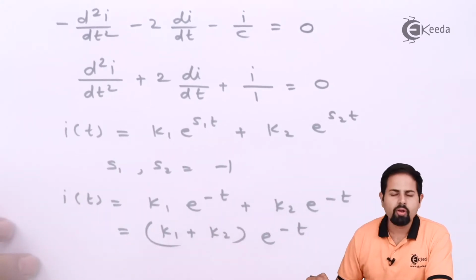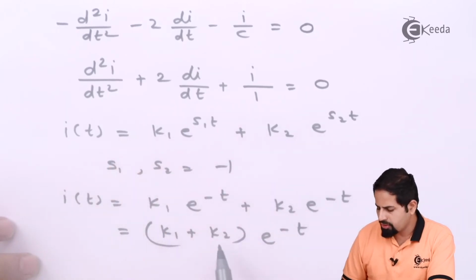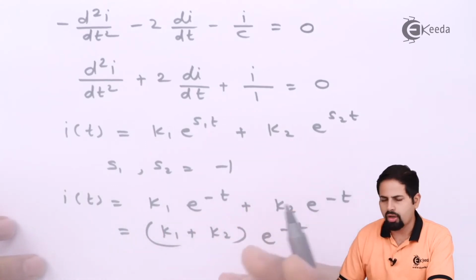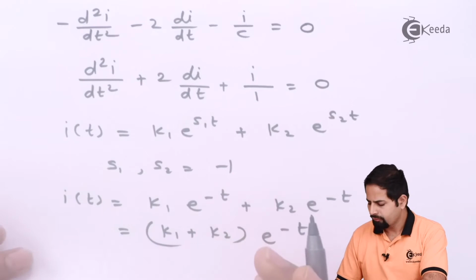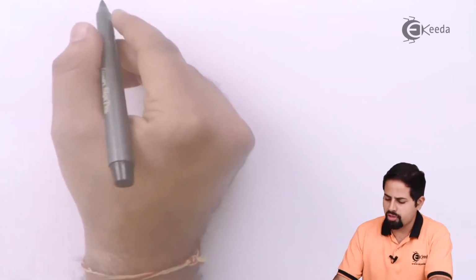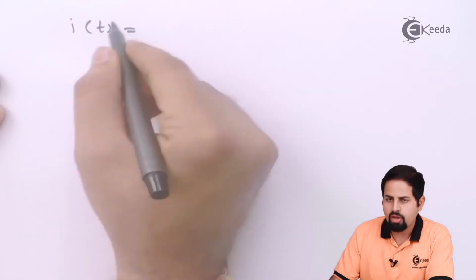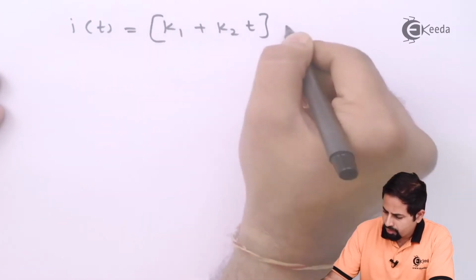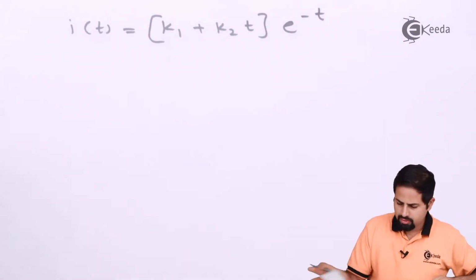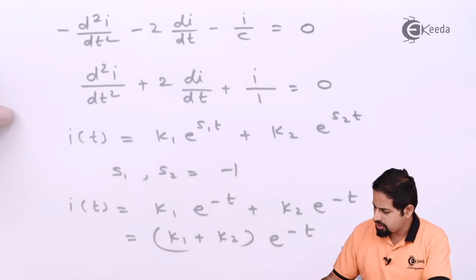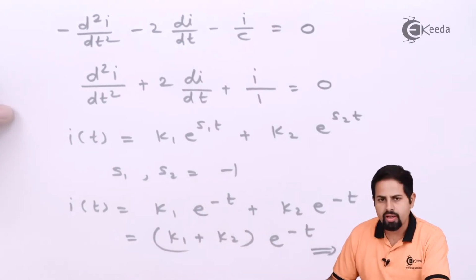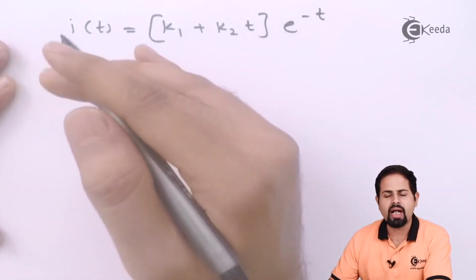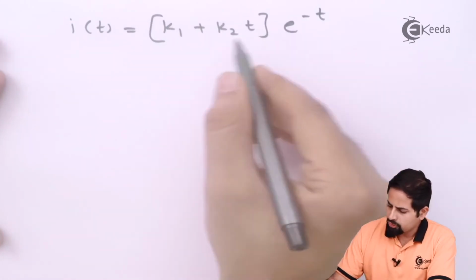Now you see that we got two roots but we are getting only one constant, which is not correct. For this there is a standard method in mathematics, specially for repeated roots, and we can write the standard solution directly. The standard solution for repeated roots is k1 plus k2 t into e raised to minus t. So this earlier solution is not going to be considered; what we will consider is k1 plus k2 t into e raised to minus t. Now we can find the constants.